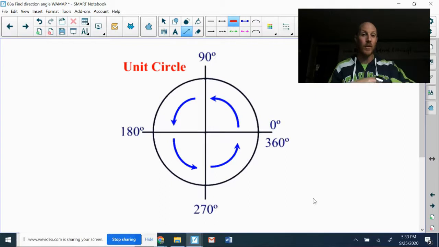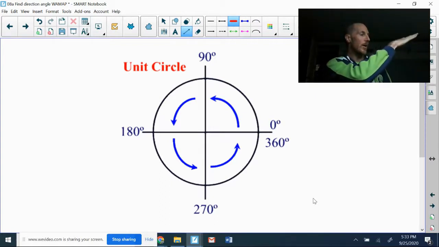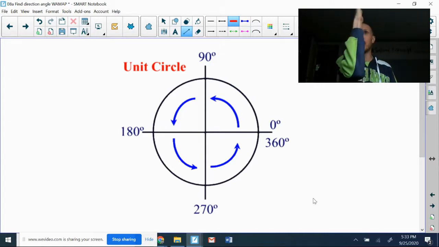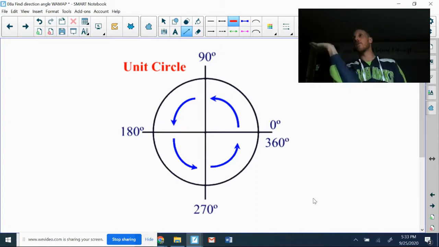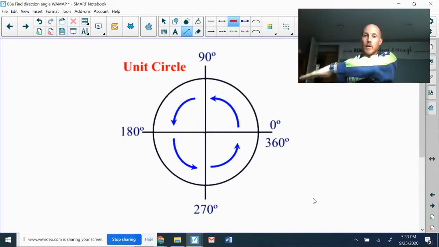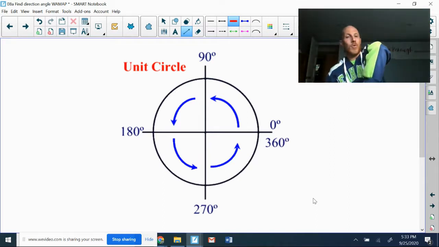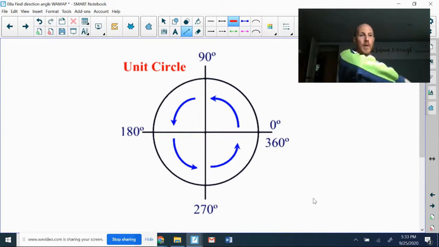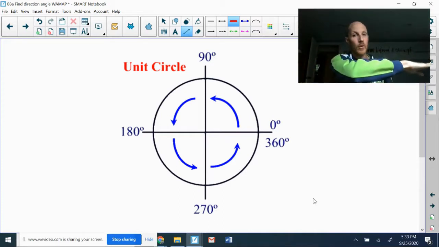It's an x-axis. It's a y-axis. 0 degrees is over there. Rotate counterclockwise. 90 degrees is going to be straight up. 180 degrees is going to be straight over there. Keep going around. 270 is going to be straight down. Bring it back up. 360 is the same place where you started.